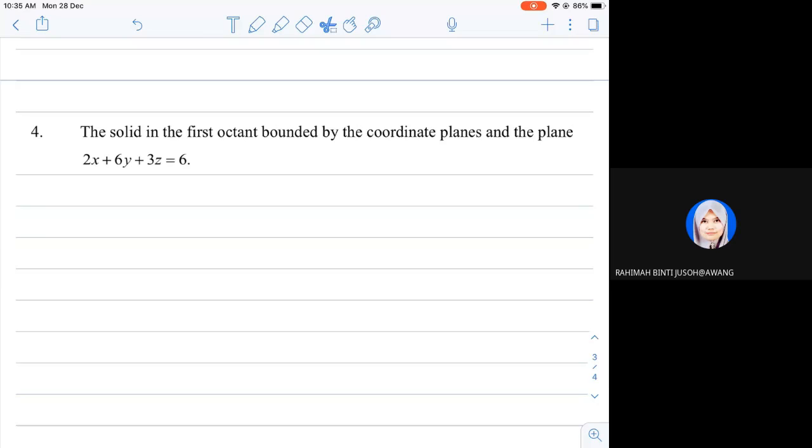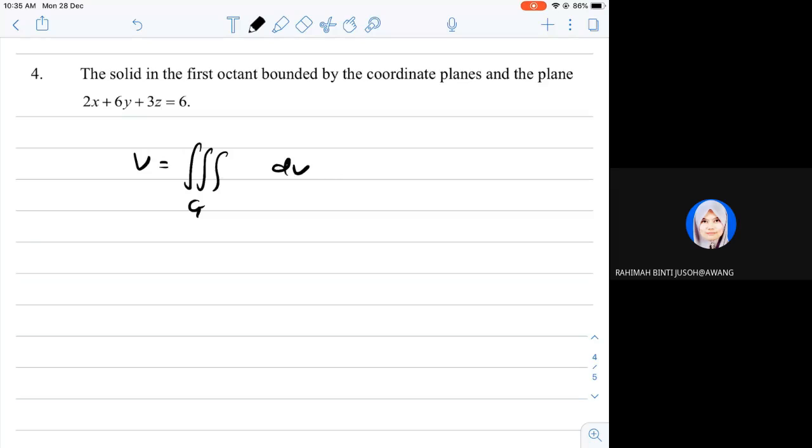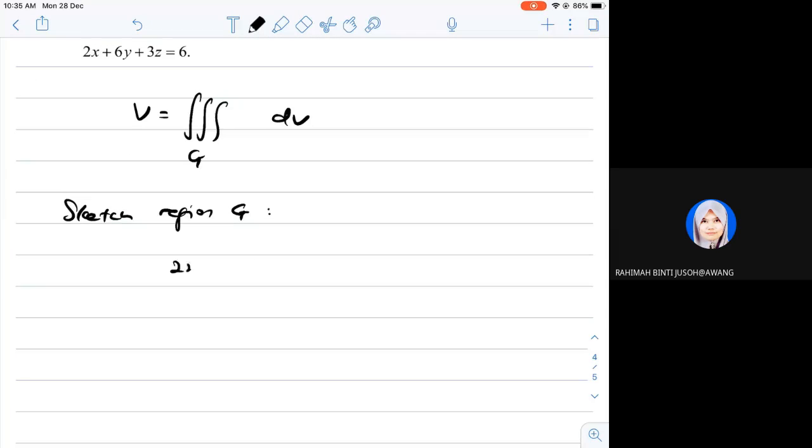Now we want to calculate volume. As we know, volume is the triple integral over region G, dV, isn't it? We don't have any function in the middle. So we need to sketch region G. We have 2x plus 6y plus 3z equals 6. Divide everything by 6, we have x over 3 plus y over 1 plus z over 2 equals 1.